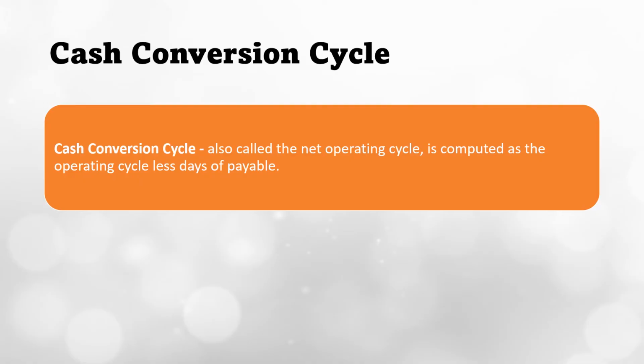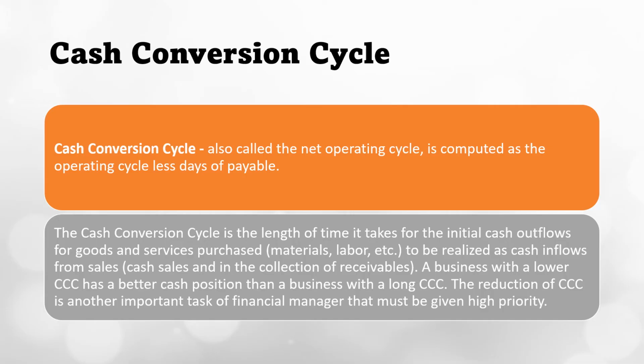Now let us proceed to cash conversion cycle. What is cash conversion cycle or the CCC? Cash conversion cycle is also called the net operating cycle and is computed as the operating cycle less days of payable. The cash conversion cycle is the length of time it takes for the initial cash outflows for goods and services purchased, it could be materials, labor, and so on, to be realized as cash inflows from sales, whether cash sales or in the collection of receivables.